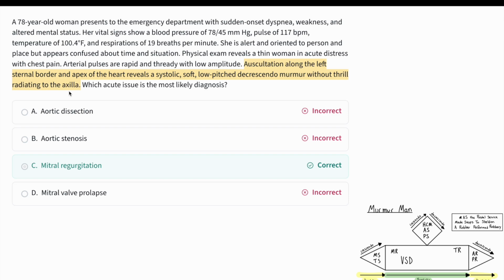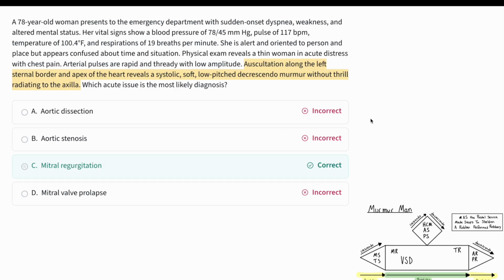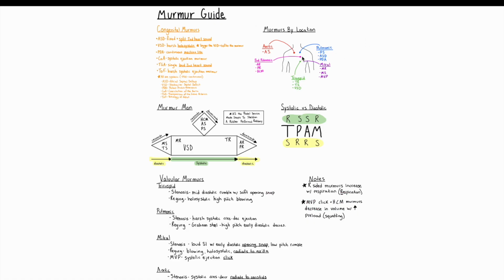Now I put this one first because although the Murmur Man is great and it helps us describe a lot of murmurs, it is not all inclusive. So if we go back, radiating to the axilla is one of our buzzwords. And if we look, radiating to the axilla is always going to be mitral regurg. Now we are also told that we are listening at the apex of the heart. And if we look at the apex of the heart, technically you could consider either of these spots the apex, but when we are given radiating to the axilla, we know that it is mitral regurg.